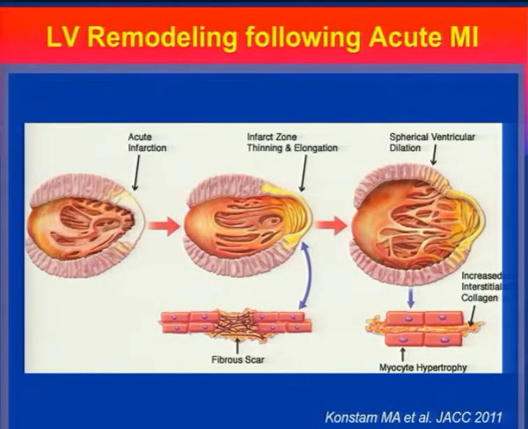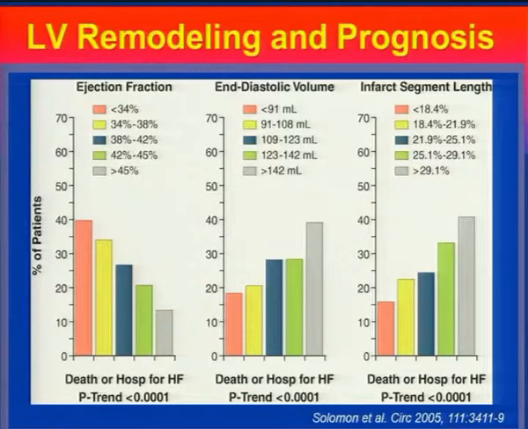This response is very good for maintaining cardiac output in the short term, but in the long term, it is very harmful for the prognosis of the patient. The most important issue in the ischemic remodeling is that the intensity or extent of the LV remodeling is closely correlated with the prognosis of the patient.